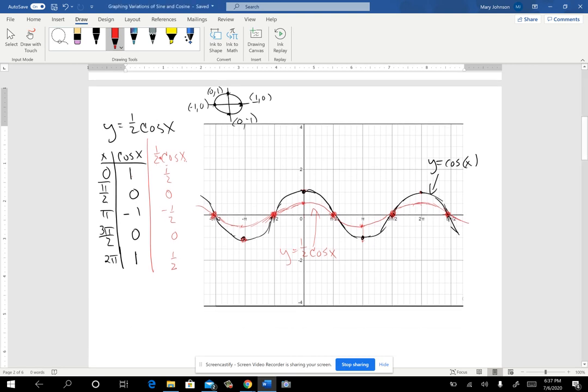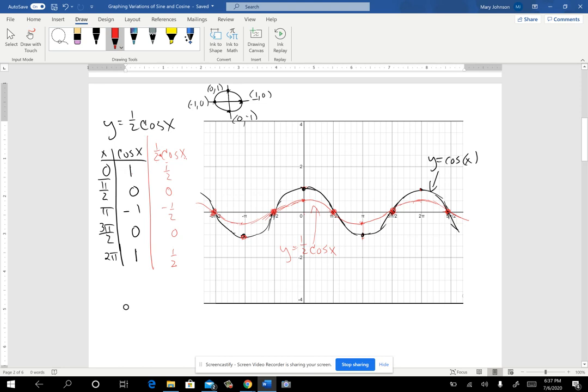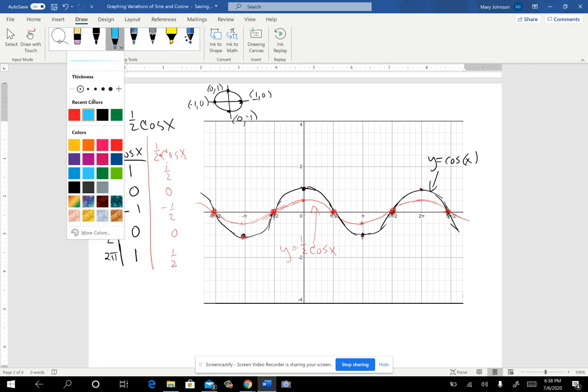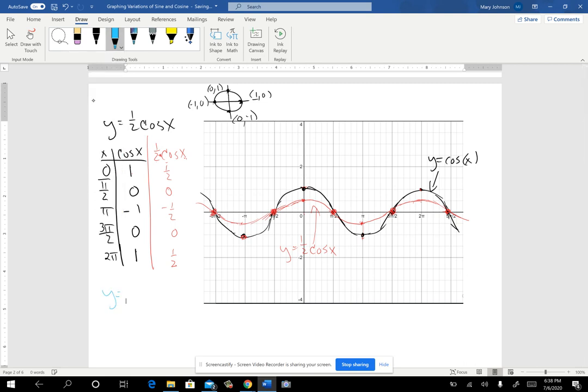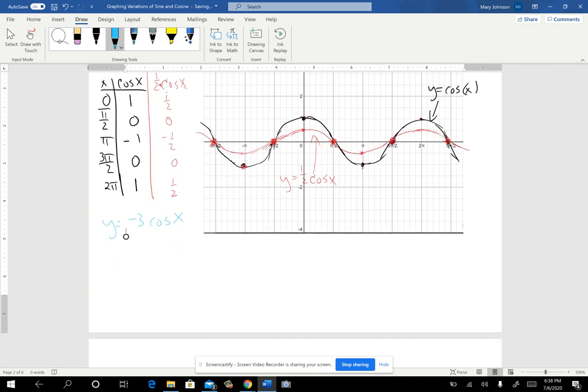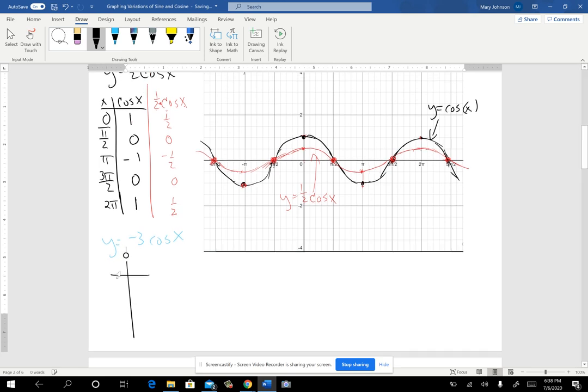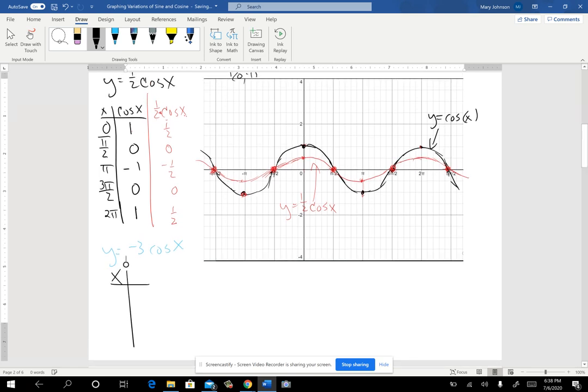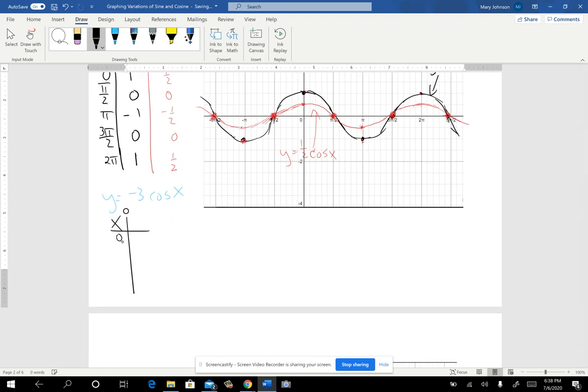All right, so let's do another one on top of this. I'm going to do it in blue. So let's look at y equals -3 cosine x, and let's think about what happens there. You could do it just by plotting points like we did before, okay? You already know what happened for those 5 key points for the cosine graph, and then you could just multiply each of those by -3.